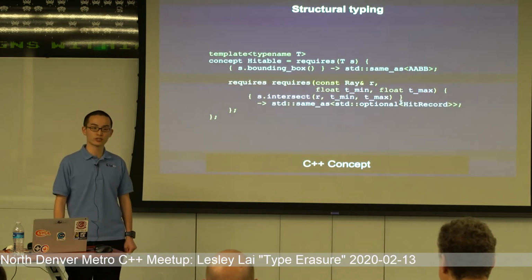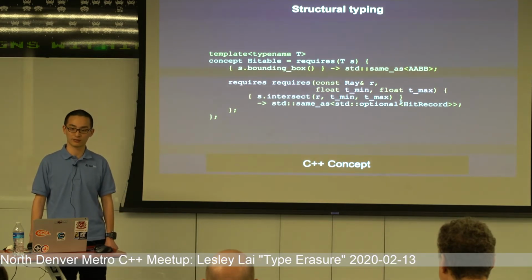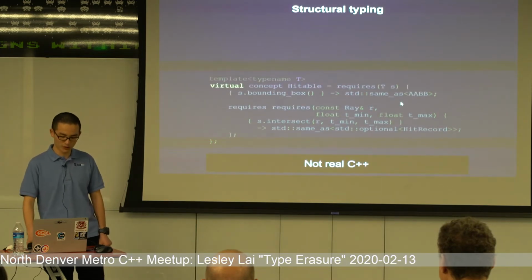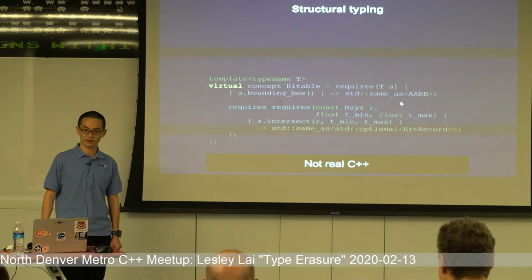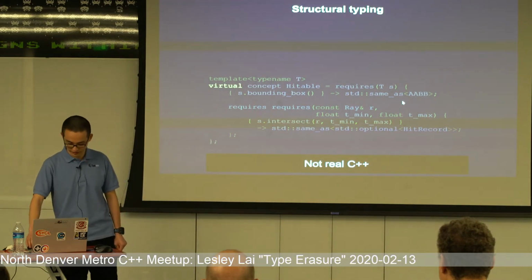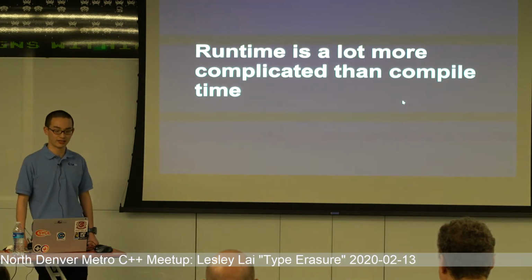then when we use concept, our types don't need to inherit from this concept, for example. Of course, concept only works for static stuff. If we want dynamic stuff, then there was a proposal about virtual concept, but that never became a thing, and I don't think it ever will. Because runtime is a lot more complicated than compile time.